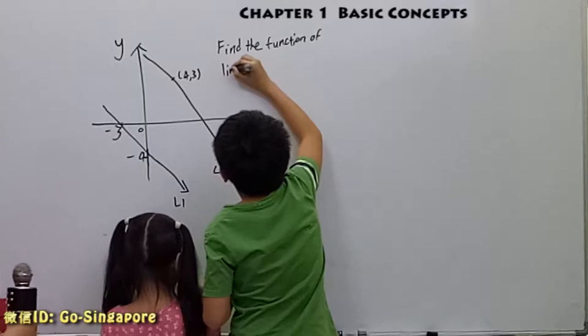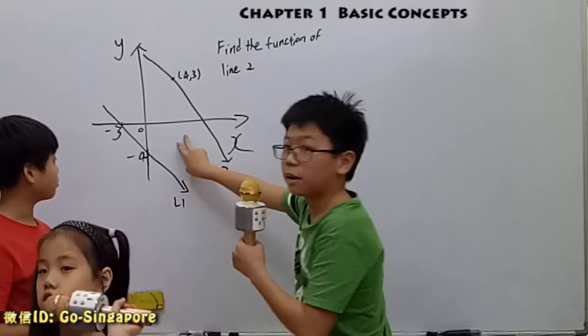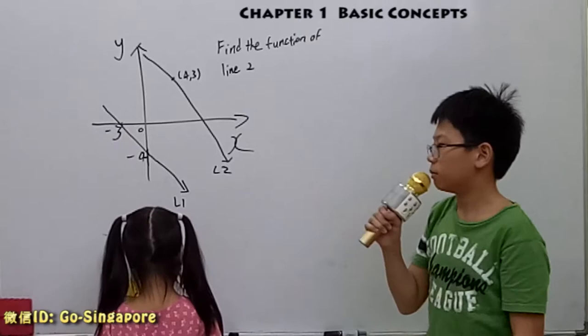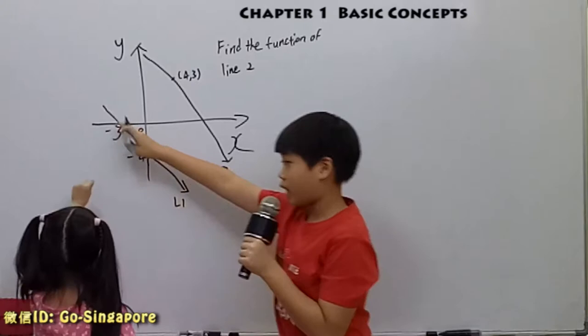Okay, so I need to find this function, right? Yes. And to solve this, furthermore, these two lines are parallel. And to solve this question, we have to use the two-intercept form. So first for this, because they are parallel, I have to first find this, right?